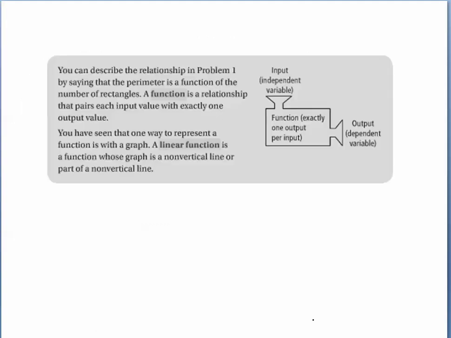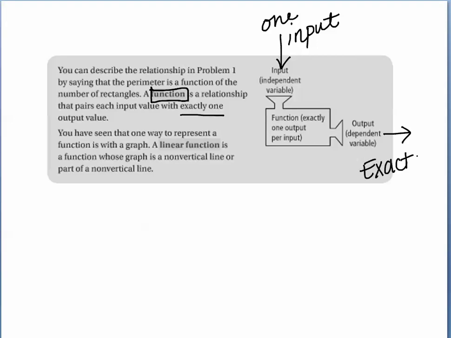Okay, so let's look at what a function is. This is a very important word. So we could describe the relationship that we saw in pattern 1 by saying the perimeter is a function of the number of rectangles. A function is a relationship that pairs each input with exactly one output. Alright, so you put one input, which is our independent variable. The function does something to it, and then we get exactly one output.